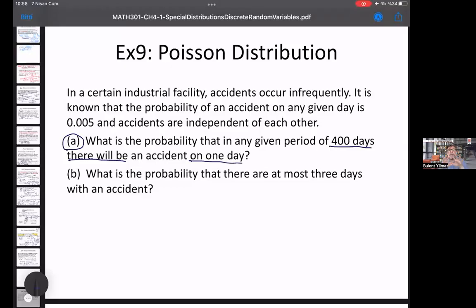What's the probability that in any given period of 400 days? So I'm looking at 400 days, okay? What's the probability that there will be an accident on only one day? One experiment, one accident, in the first day or second day or 400th day, but there will be one accident. What's the probability of having one accident in 400 days? Okay, the time started. It's going to end a little bit over, so you have 3-4 minutes.